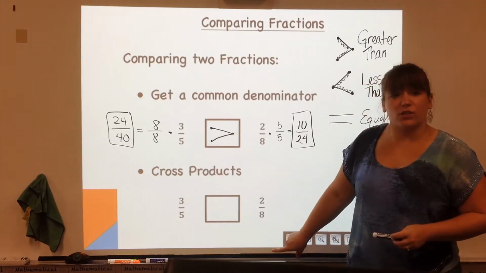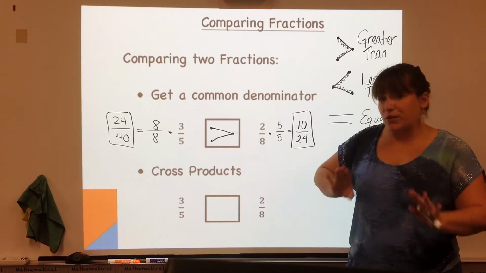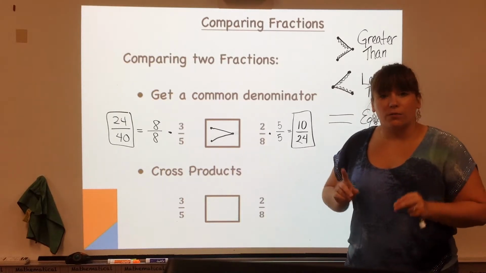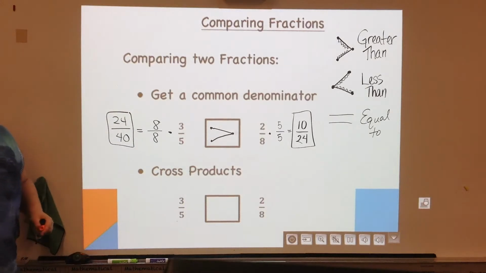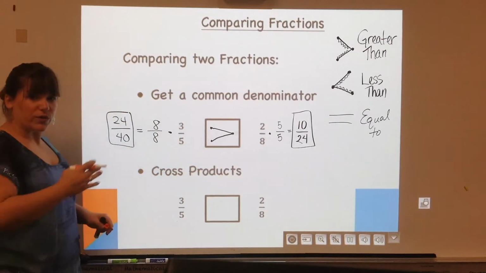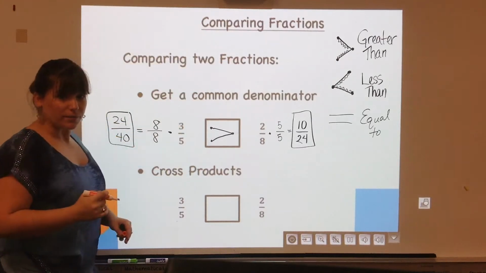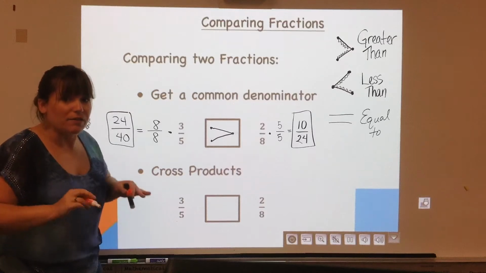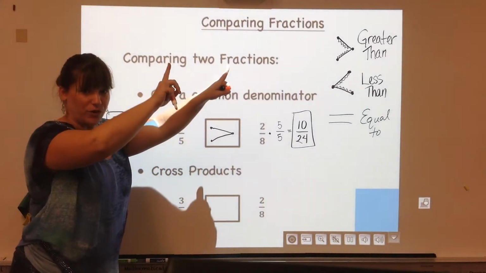The second strategy you could use to see if 2 fractions are the same, greater, or less than each other is this idea called cross products. So cross products is really cool. You are going to cross over from the denominator of one to the numerator of the other. You have to, this is very, very important. Listen. You have to start from the denominator and go up towards the numerator of the other fraction.